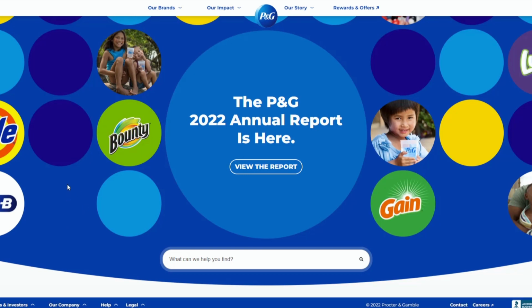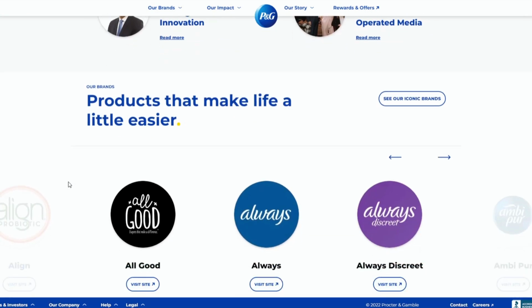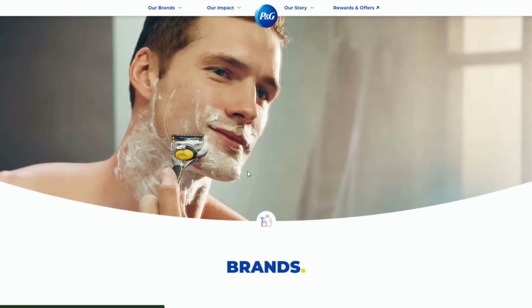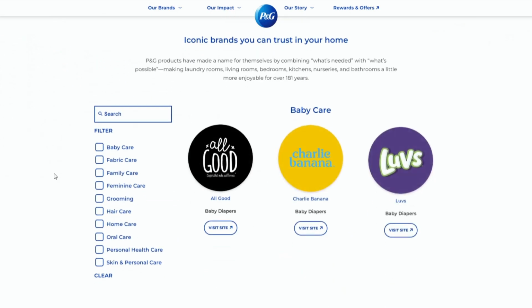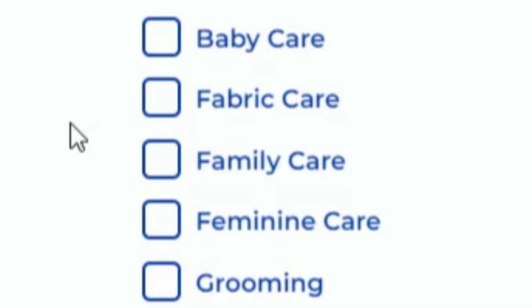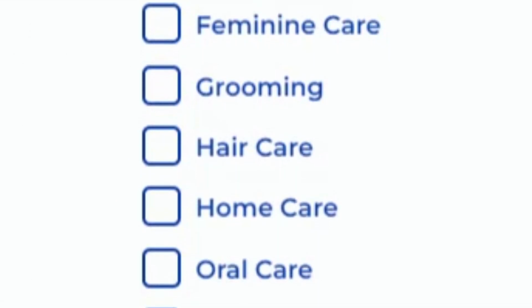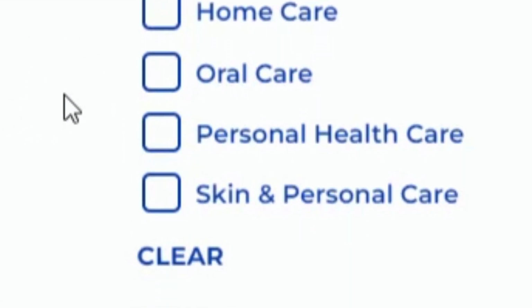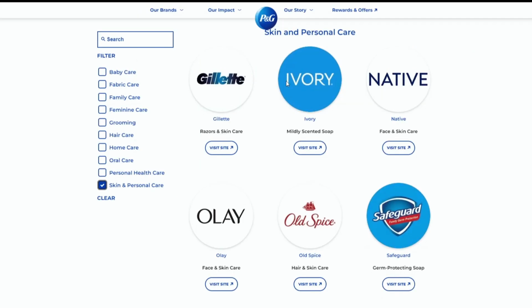Here's their website. A lot of common brand names, but you scroll down, their tagline is products that make life a little easier. So taking a look at some of their separate brands, they are in different lines of work here: baby care, fabric care, family care, feminine care, grooming, hair care, home, oral, personal, and skin. Some of these very common names that you see at the store on a daily basis.